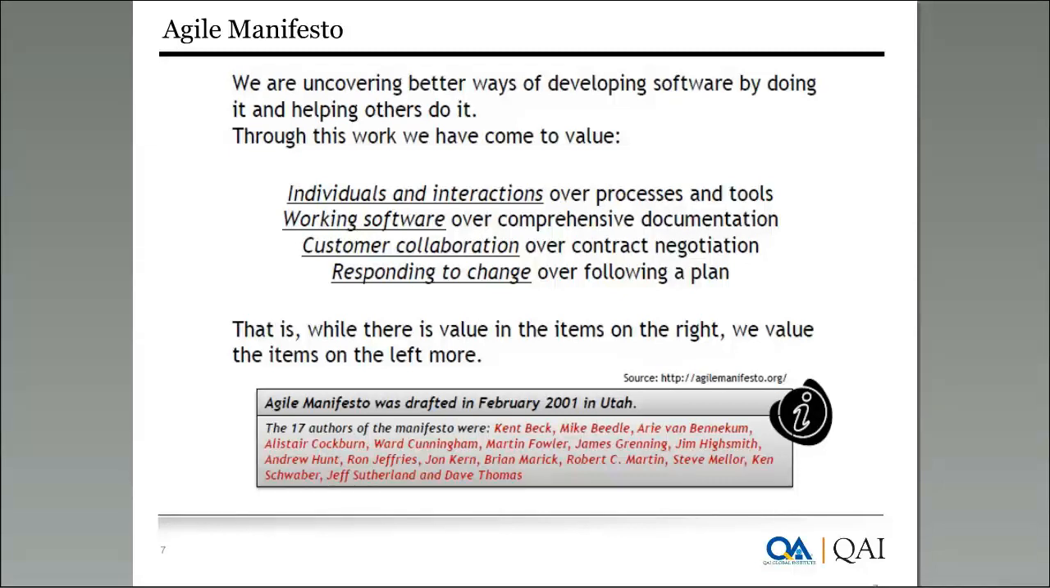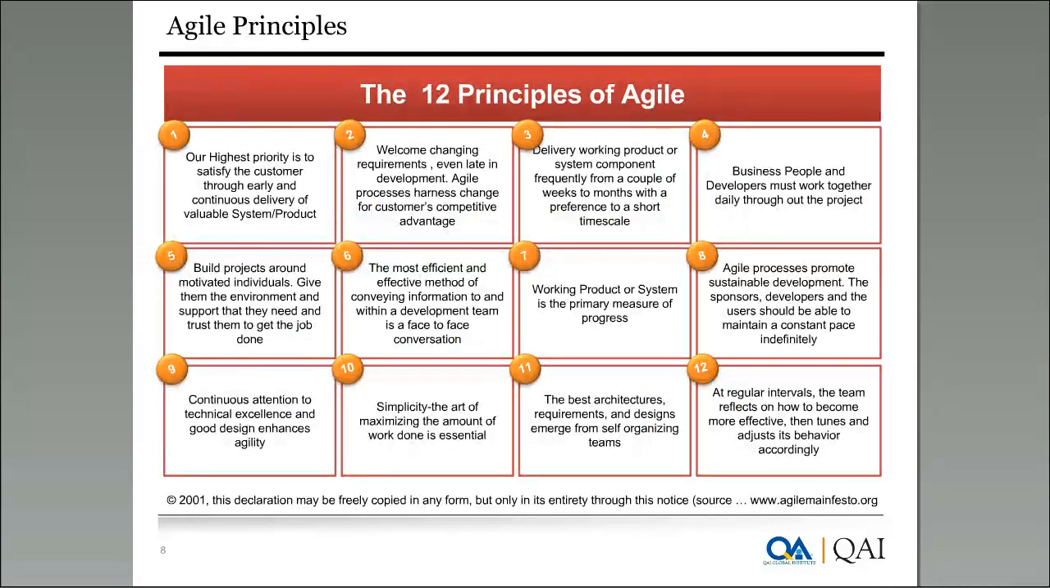So the core agile method is totally based on this agile manifesto. And the agile manifesto is further articulated through these 12 agile principles.